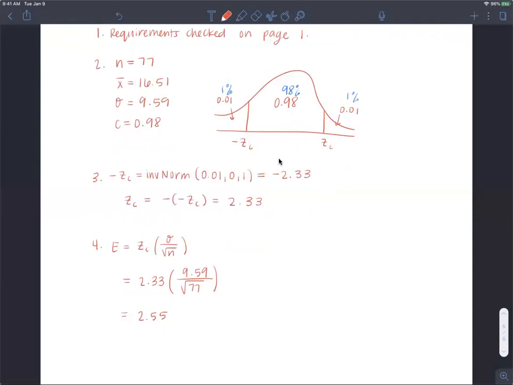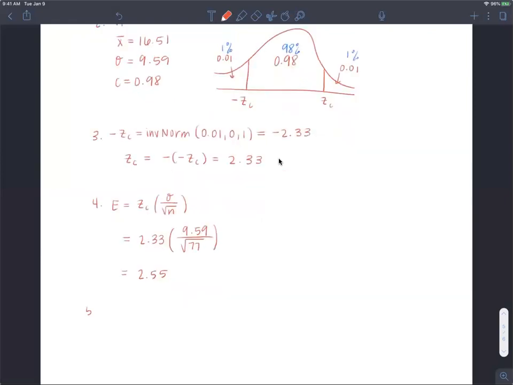And then what we're going to pick up with on Wednesday is step 5. So we're going to do x bar minus E and x bar plus E. But we'll do that on Friday. Not on Friday, on Wednesday. But are there any other questions about this before I stop the recording?